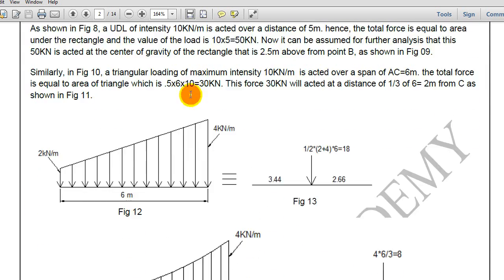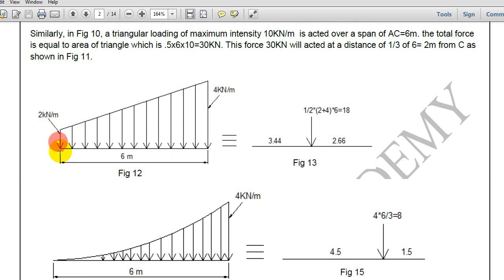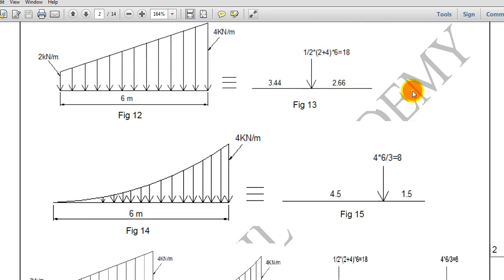Now if I have a trapezoidal loading, then also the same. It will be half of 2 into 4 into 6, which is this, and I will give you the formula to find the center of gravity of the trapezoid in just a few minutes. So how we find 3.44 and 2.66, I will let you know.